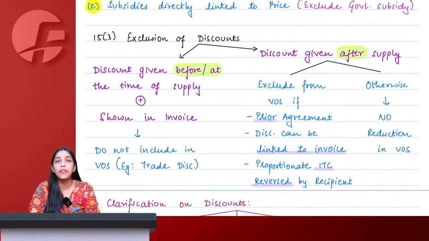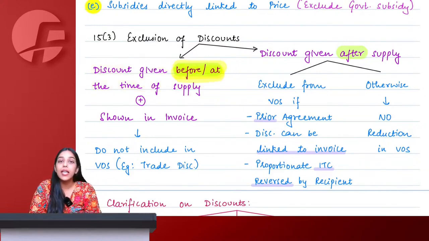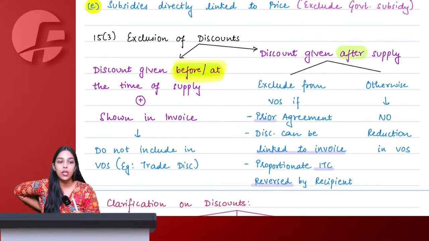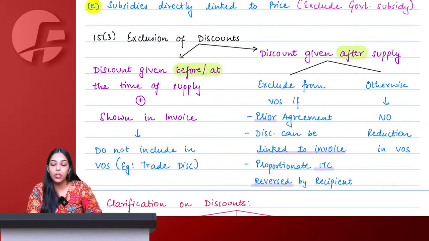Then moving on to section 15(3), which says there are some exclusions from the value. If I am giving any discount before supply or at the time of supply only, so the discounts are given before or at the time of supply, and they are shown in the invoice. So when you go to purchase these goods or services, you already know that you are getting these discounts and they are even shown in your invoice. Then in that case, they will not be included in your value of supply. Basically, you can reduce these discounts from your value.